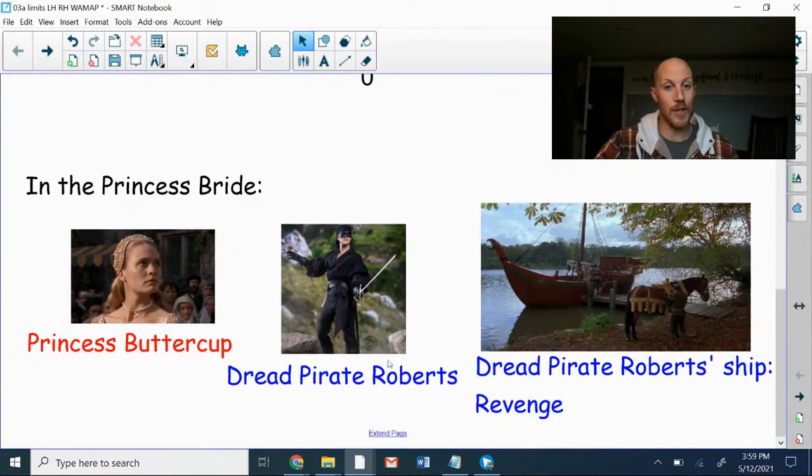Also, if you've never seen the movie The Princess Bride, it's super, super old, but absolutely, positively worth watching. Here's Princess Buttercup, Dread Pirate Roberts, and Dread Pirate Roberts' ship, Revenge. Also, the movie is absolutely nothing at all like the story I just told you. I just took the characters, plus made up another one.